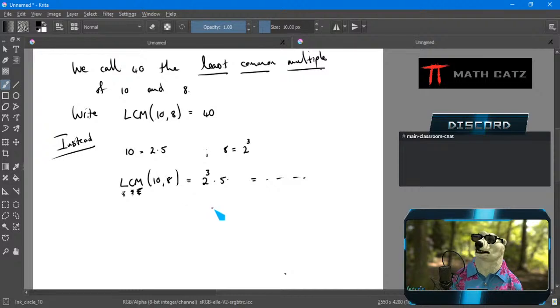Now, all we have to do really is just practice this concept and the understanding of how to build this least common multiple using the prime building blocks of each number in maybe slightly bigger examples. That's all we need to do. Are there any questions at this stage?